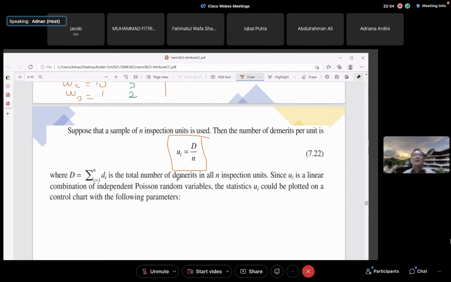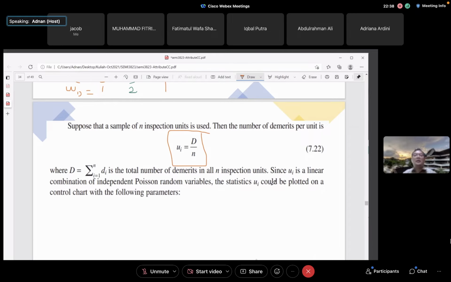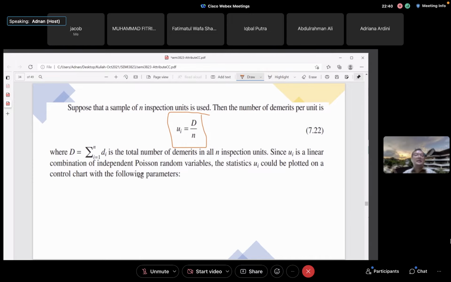In this case, D is the summation of Di, the total number of demerits in all inspection units. Total sample, the total number of demerits. So maknanya basically is just in terms of counting ya lah, bilangannya. Bilangan how many.